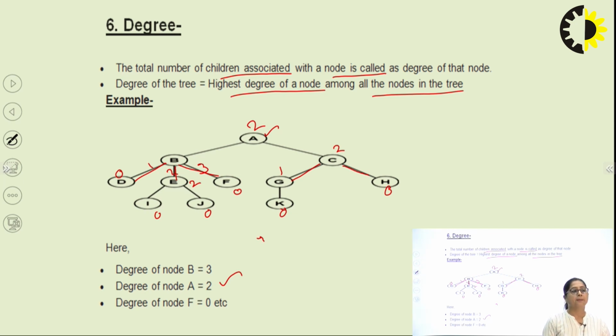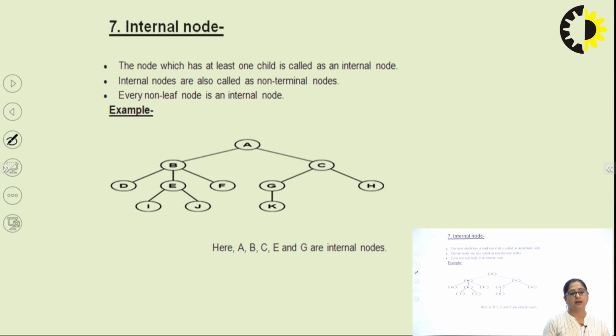Okay. Next is what are internal nodes. As the term indicates, internal means inside. So the node which has at least one child is called an internal node. For inside there must be one or two or any number of children. So we can say any node which has at least one child associated is called an internal node.